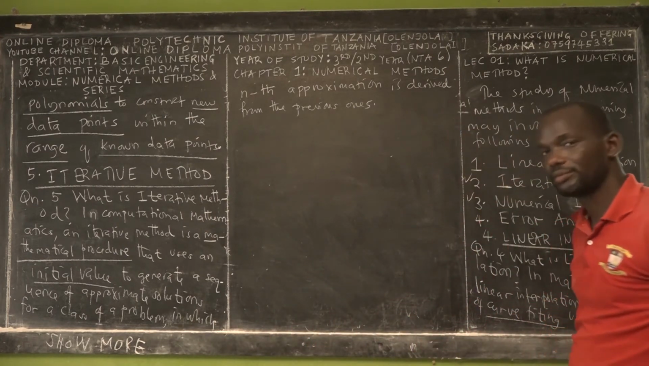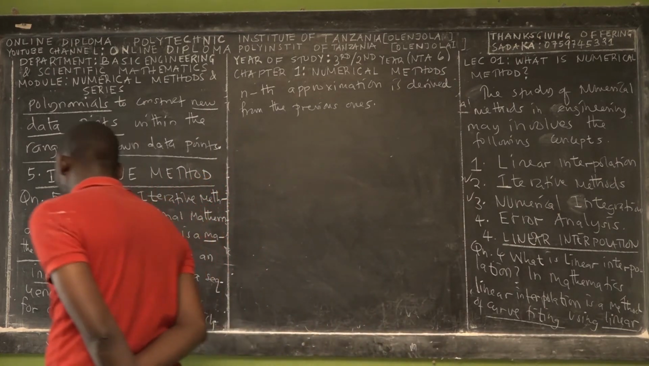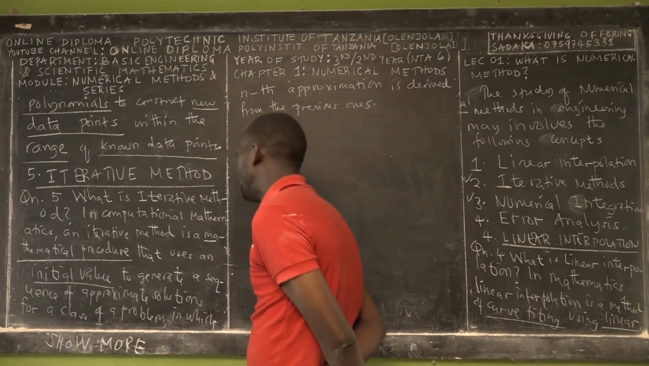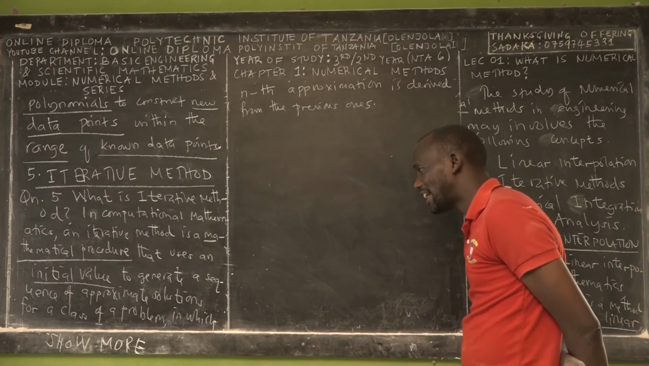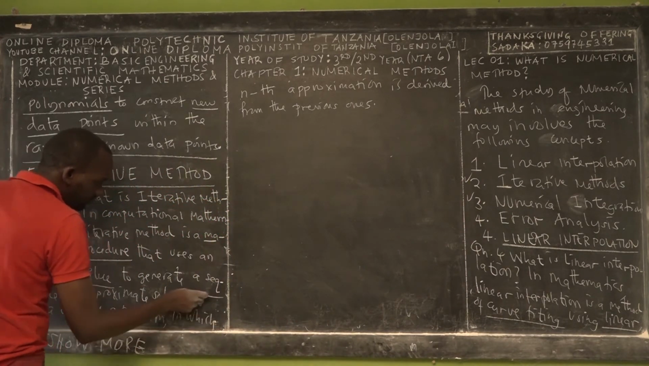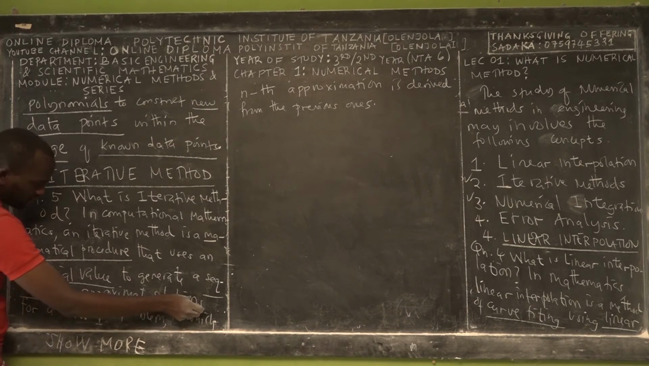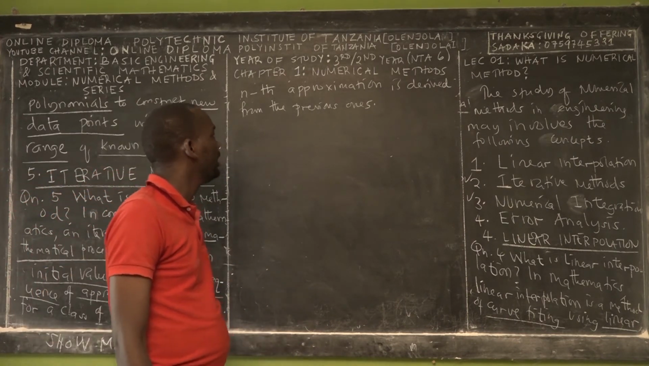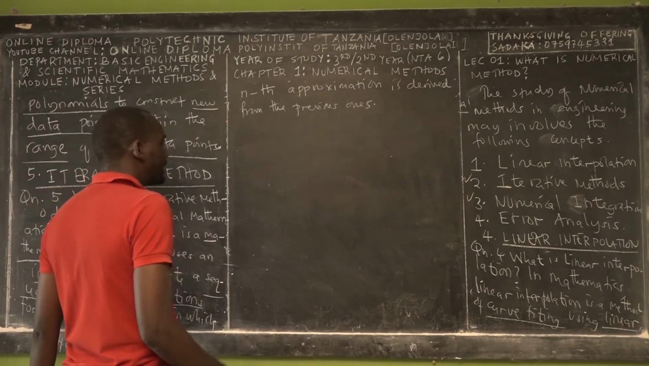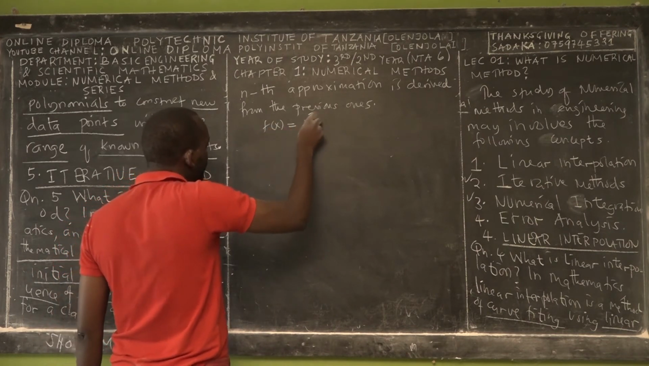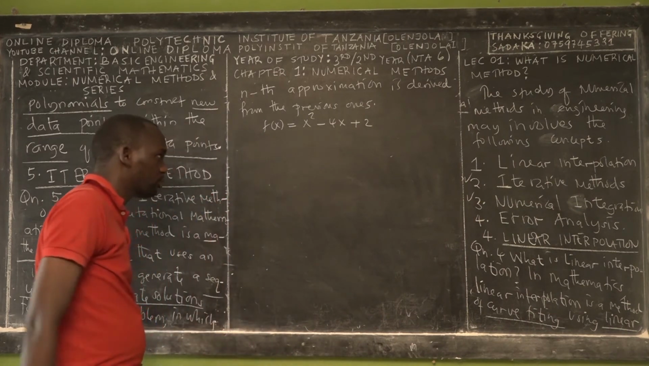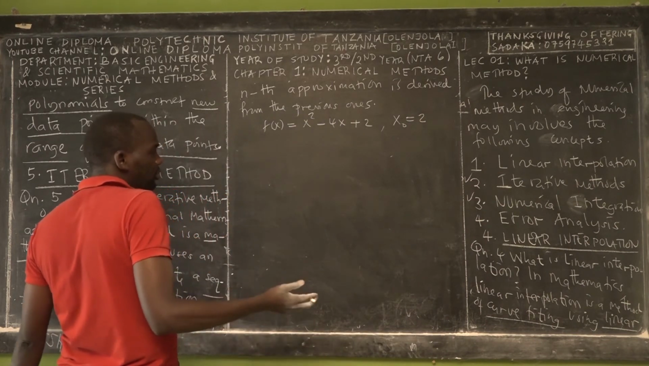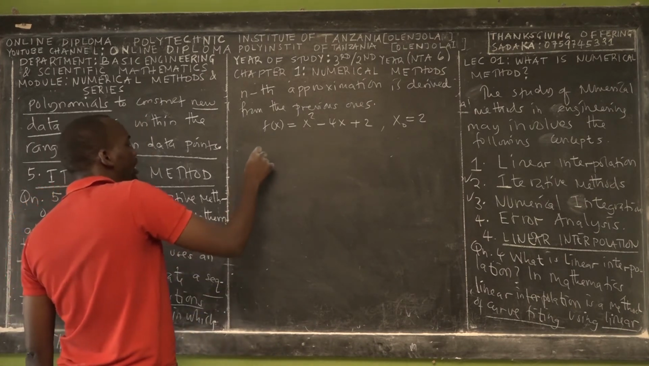So, ladies and gentlemen, we have a very important terminology in numerical methods called the iterative method. What is an iterative method? In computational mathematics, an iterative method is a mathematical procedure that uses an initial value to generate a sequence of approximate solutions for a class of problems in which the nth approximation is derived from the previous one. What does it mean? For example, you are finding the root of the function x^2 - 4x + 2, and the initial value x naught is given as 2. Then you use any kind of iterative method, and hence you can find the next value.